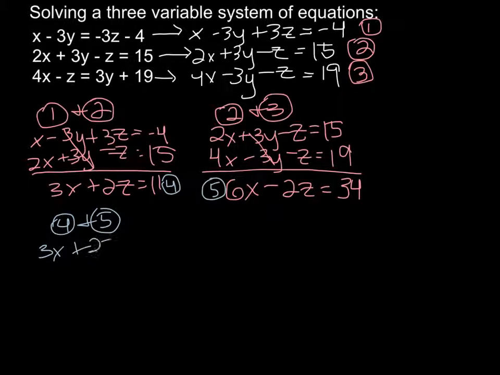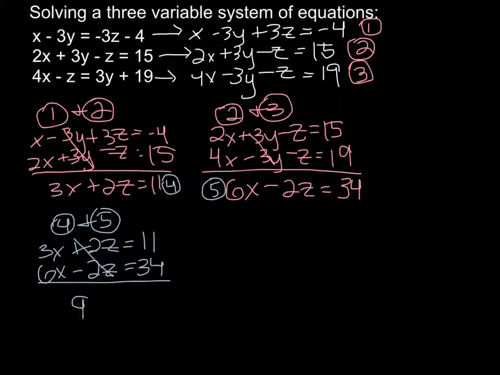3x plus 2z equals 11, and 6x minus 2z equals 34. We're adding straight down, and the z's are canceling nicely. 6x and 3x gives me 9x, 11 and 34 gives me 45. When I divide both sides by 9, I get that x equals 5. Now I'm going to take that x equals 5 and plug it into one of these two equations that I created, so to my 4 or my 5 equation. Doesn't matter which one, let's say into 4, because there's smaller numbers there.